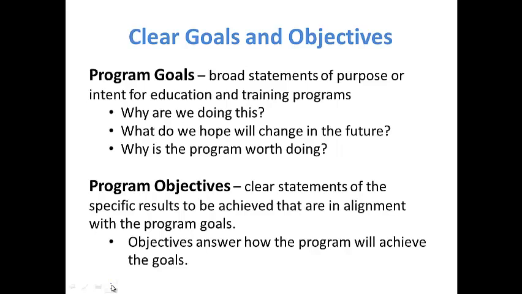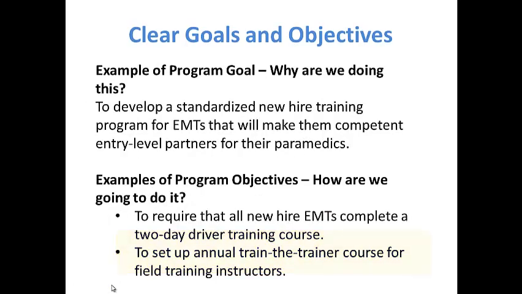You're going to be lacking a sense of direction, because program objectives are clear statements of the specific results to be achieved that are in alignment with the program goals. In other words, objectives answer how the program will achieve the goals. Let me give you an example. My example is a new hire training program for EMTs. So these are new people coming into the agency that we need to train. A lot of information to cover.